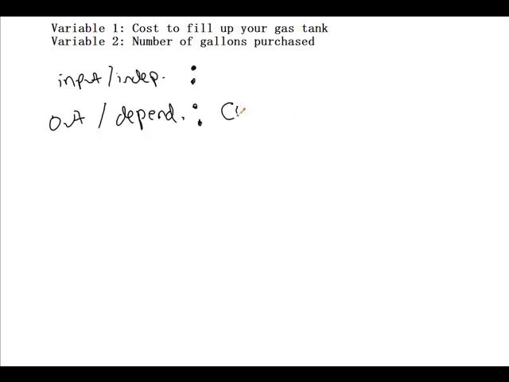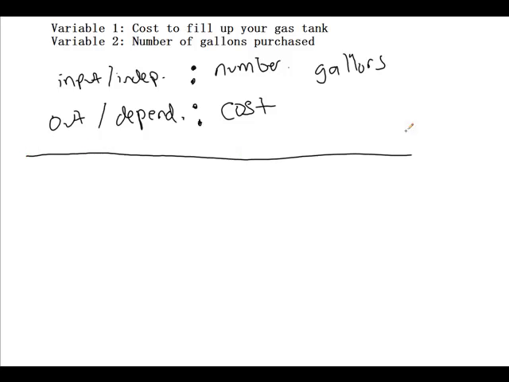I think it probably makes sense to think about cost as the dependent variable and the number of gallons as the independent variable. Now you can say, well, I can only afford so much, so to me it's going to depend on what the total cost is, and then I'll purchase the number of gallons based on that. But we're really talking about filling up your tank here. So that depends on the number of gallons you purchase.